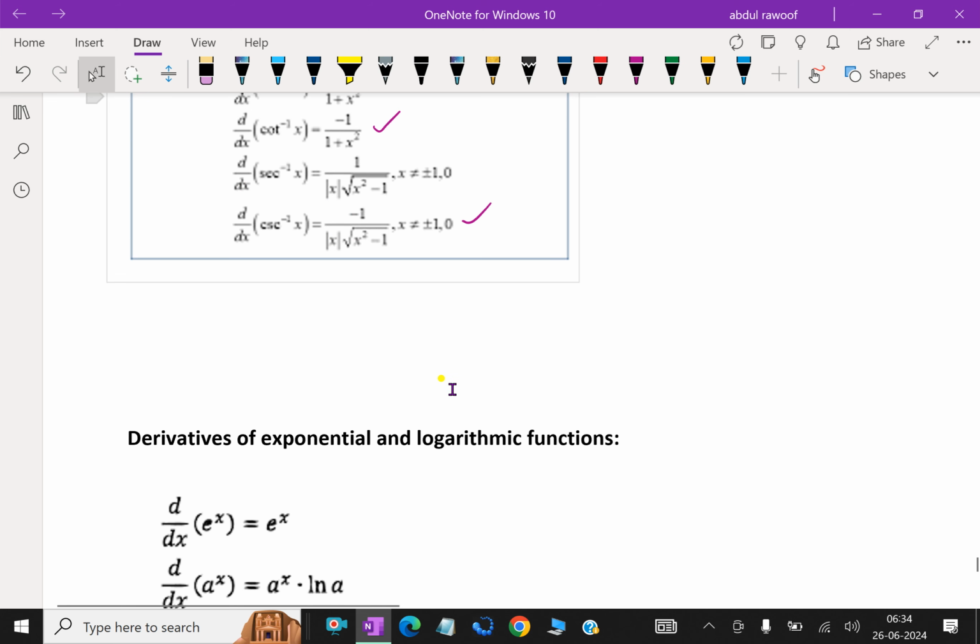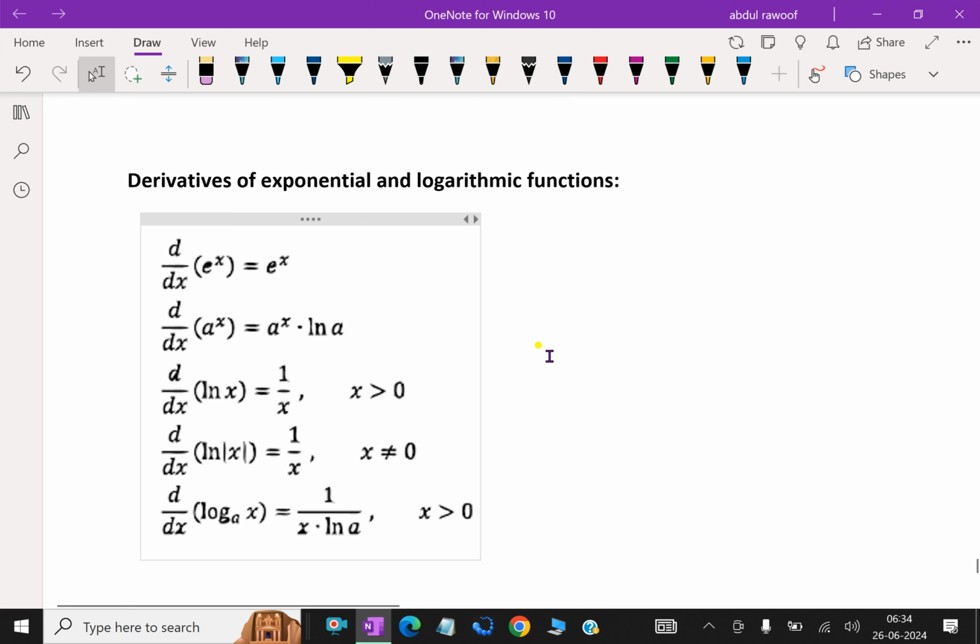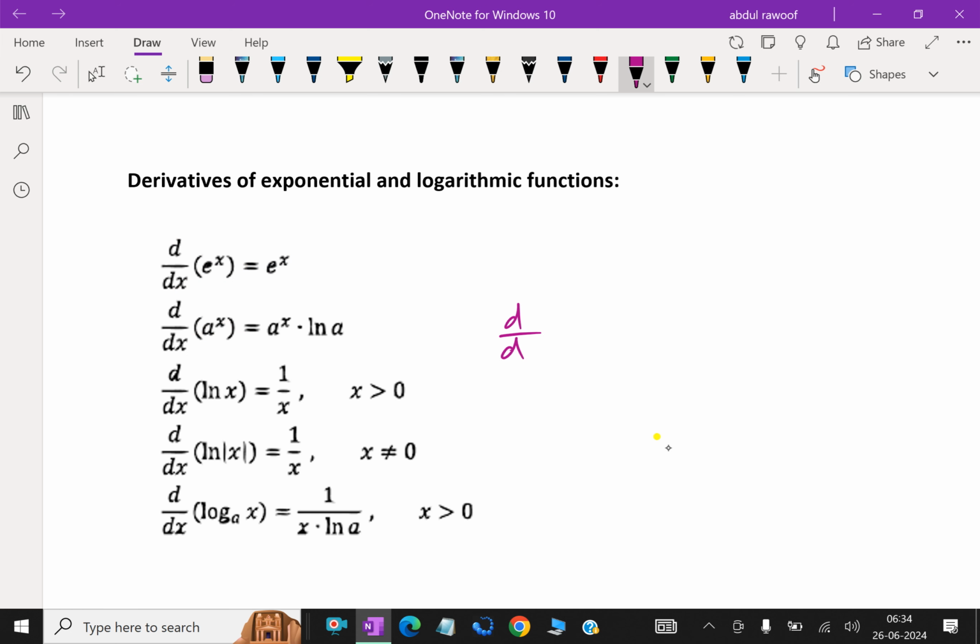Next, derivatives of exponential and logarithmic functions. The derivative of e power x is e power x itself. The derivative of a power x equals a power x times log a. For example, the differential of 3 power x equals 3 power x times log 3.